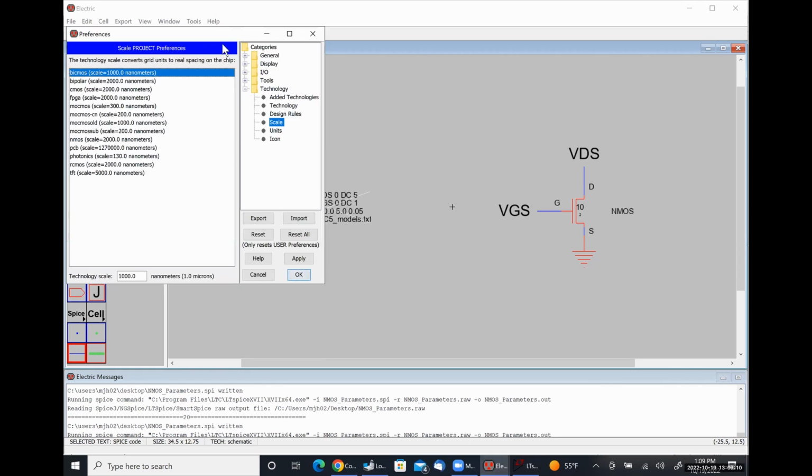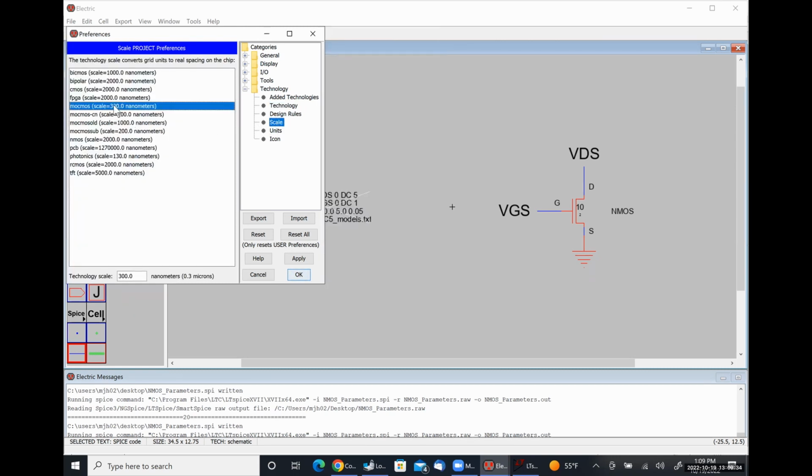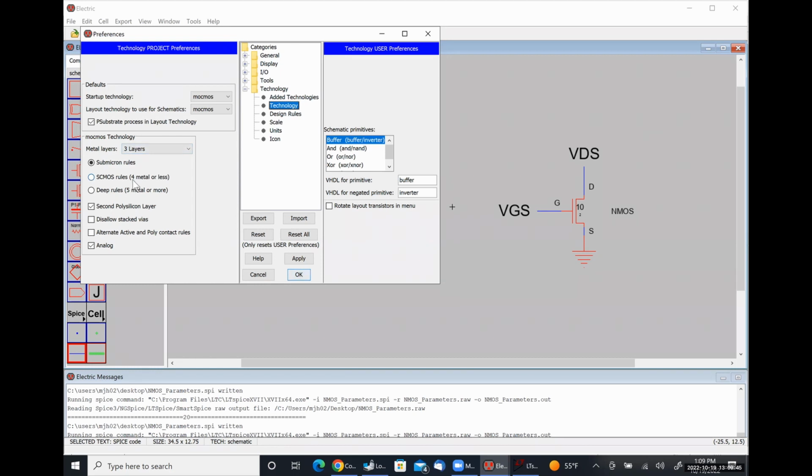But effectively, let me get all this out of the way. Technology, submicron, second poly, analog, Mock MOS, yeah. So this is where, sorry, Stephen, I told you poorly. Because we're using the Mock MOS, or I have mine set for Mock MOS, that is why I have a 300 nanometer scale length, which is what the C5 technology uses. So your settings should look something like this in the technology node.